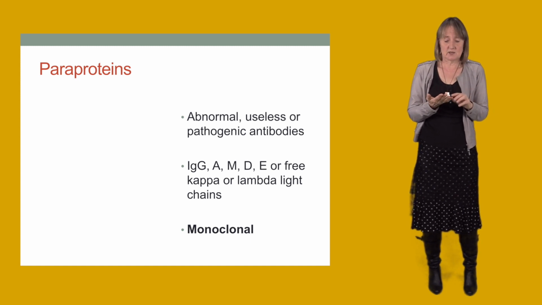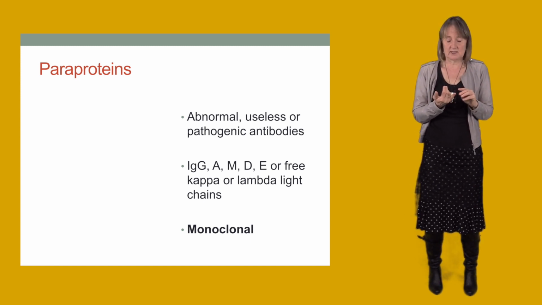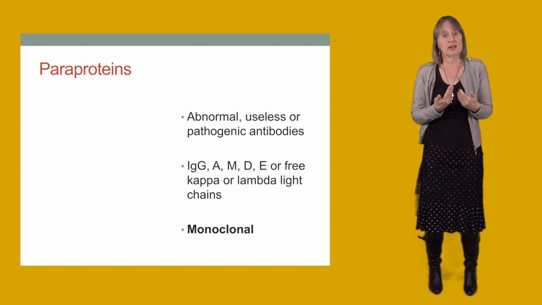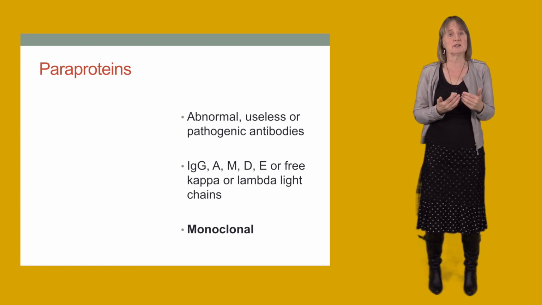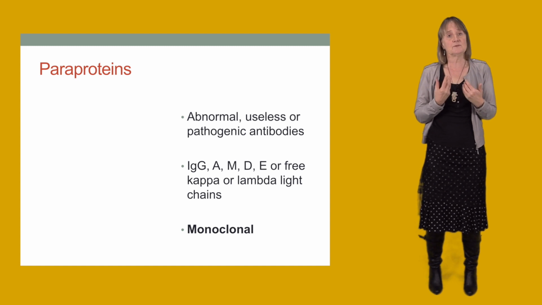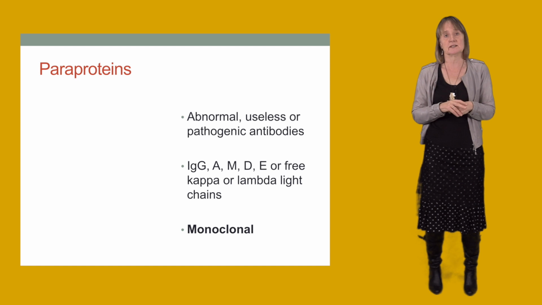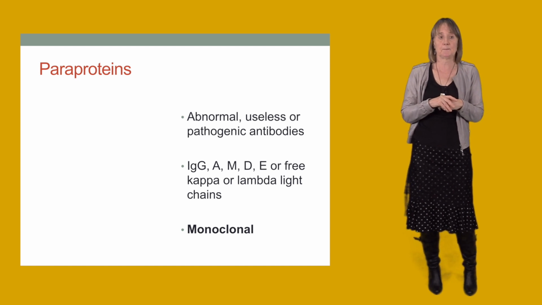They can be any class, so they can be IgG, IgA, occasionally IgM, IgD or IgE, and they can be full antibodies or they can just be partial antibodies. And if that's the case, it will either be a kappa or a lambda light chain on its own.